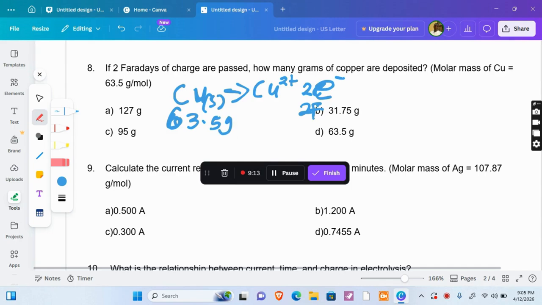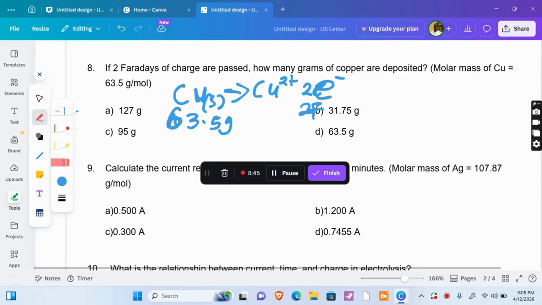If they give you aluminium, you write the half equation for aluminium, and then you know the mass that will produce that number of farads on a general scale. Now, as I've written this, we will now go to what is asked in the question. The question now says, if 2 farads of charge are passed, how many grams of copper will be deposited? Now, this is the standard.